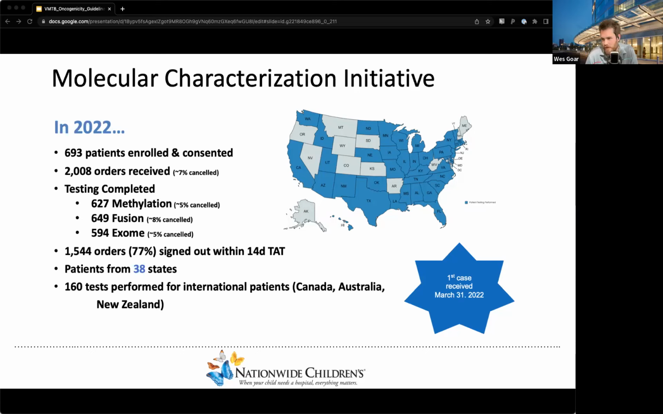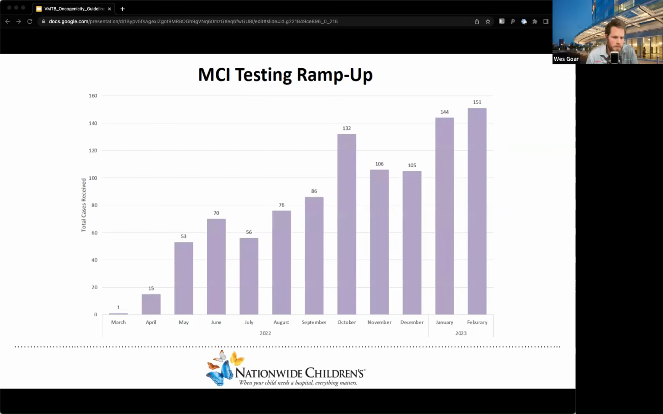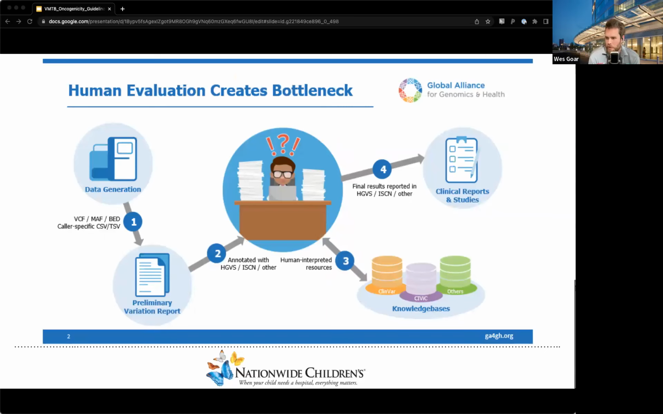We had patients from 38 different states in the US, and we also had international patients from Canada, Australia, and New Zealand. And our variant scientists and clinical directors have to obviously analyze all of the results from these tests, along with any of the other tests that are coming through Nationwide Children's in general. And as you can see, this number keeps continuing to ramp up. And that's probably fairly common for most people in clinical workflows as NGS continues to become more popular.